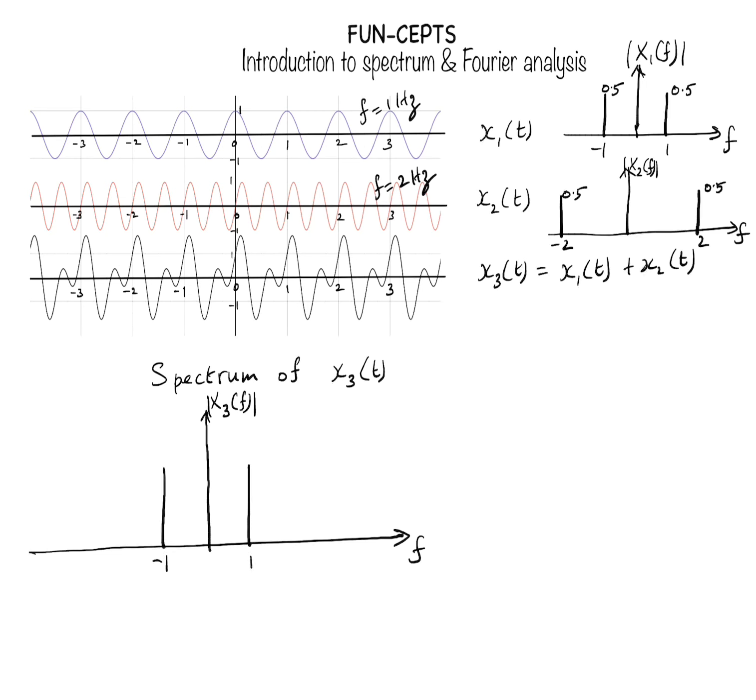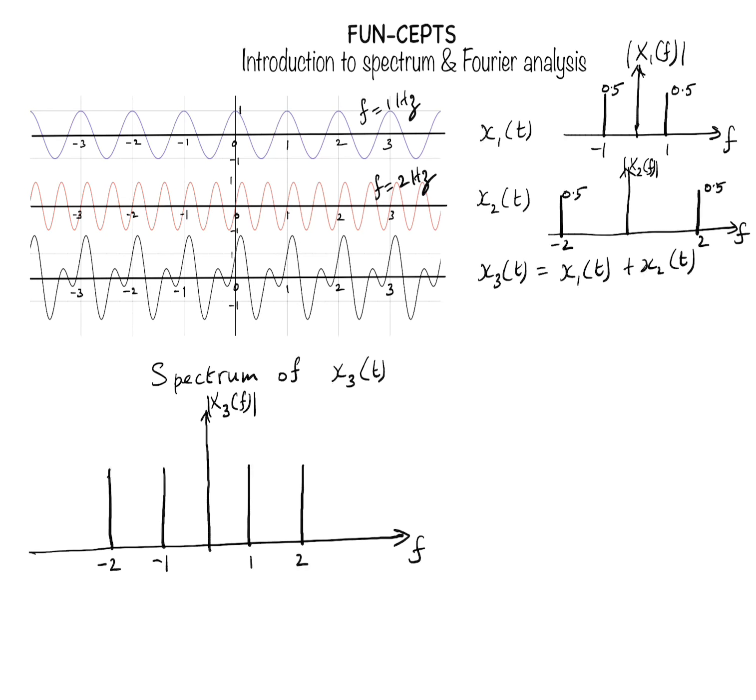Similarly, we also have a component at 2 hertz, so we'll have 2 and minus 2. Right, in this particular example, since I have taken the amplitudes of both x1 and x2 to be the same, we have these representations of the same height for both 1 Hz and 2 Hz. But it is quite possible that signals have different magnitudes for different frequency components.